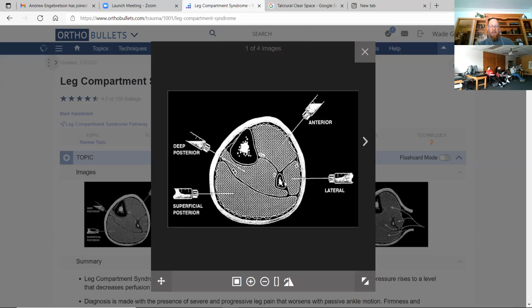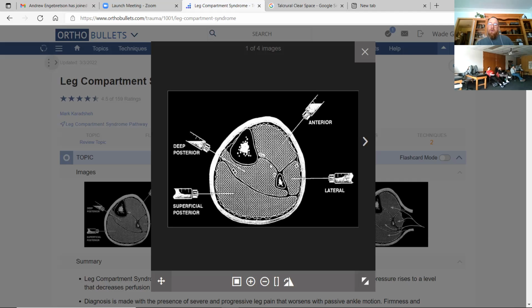We have the fibula here laterally. You can see it in this cross section. We have the tibia here on the medial side. So we have the lateral, deep posterior, and superficial posterior compartments. Here's the thing. The anatomy of these compartments creates a really big anatomical problem, particularly with regard to the collection of fluid inside of this space.